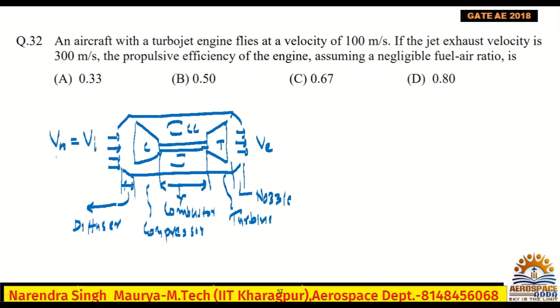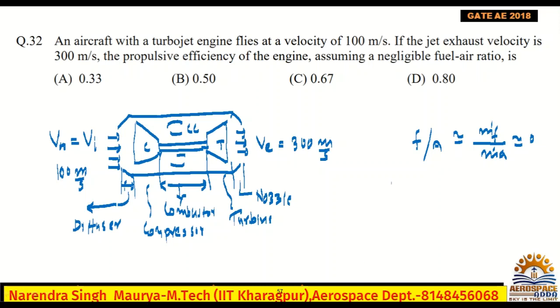The engine flies at a velocity of 100 meters per second; this velocity they have given. The jet exhaust velocity is 300 meters per second. Find the propulsion efficiency of the engine, assuming negligible fuel to air ratio. Fuel to air ratio, m dot f by m dot a, they said is negligible.